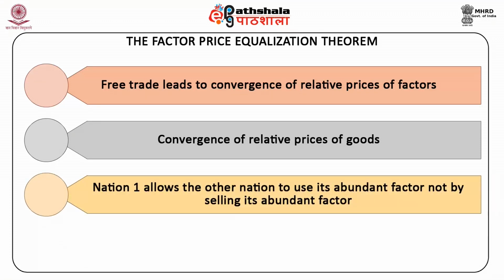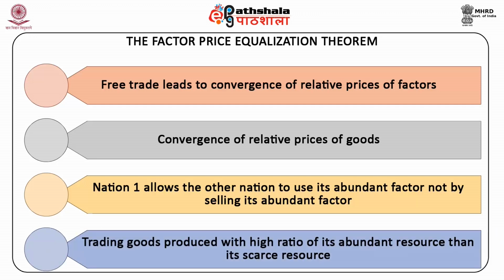Nation 1 allows the other nation to use its abundant factor not by selling its abundant factor, but by trading goods produced with a high ratio of its abundant resource to its scarce resource. Through this indirect way of trading factors of production, factor prices get equalized.